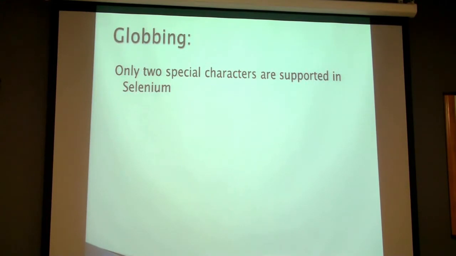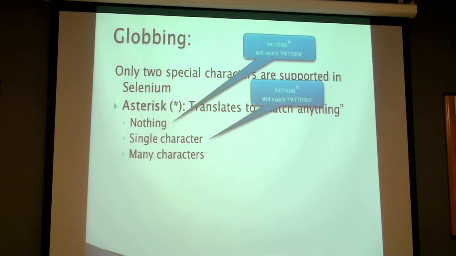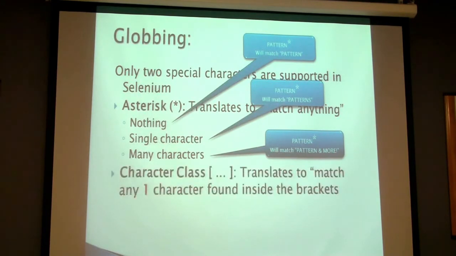Okay, so globbing. There are only 2 characters to remember, which is nice. One of them is star. Now the star is a very special character, which means nothing, or a single character of anything, or any combination of any characters for any length. So nothing and everything. So for example, if you wrote pattern star, you could match things like patterns, pattern and more, or just pattern and nothing following it. You would match all of that.